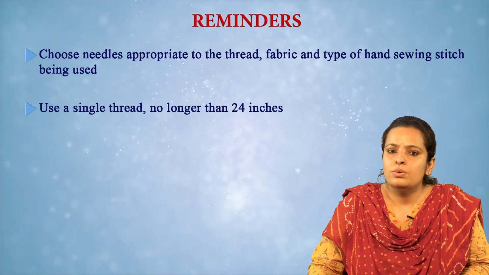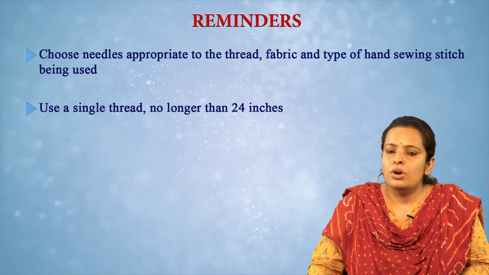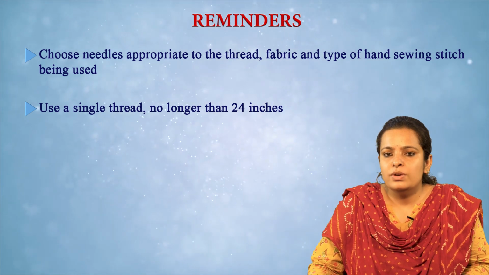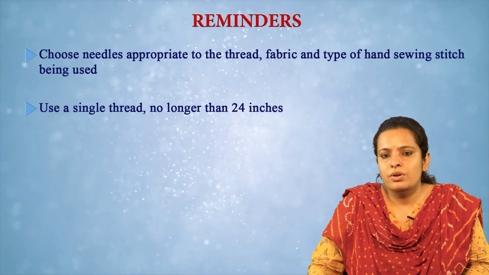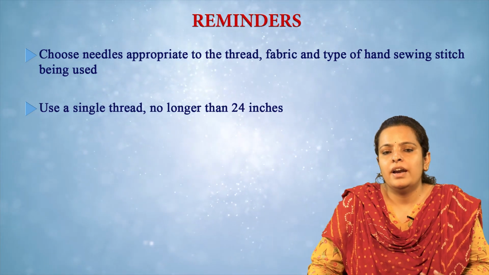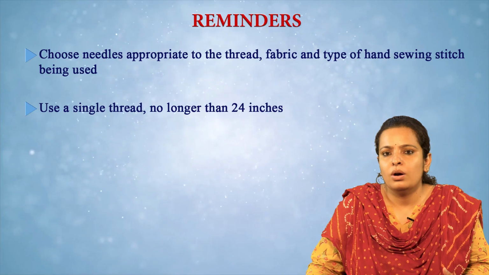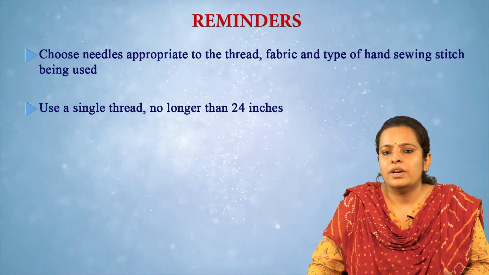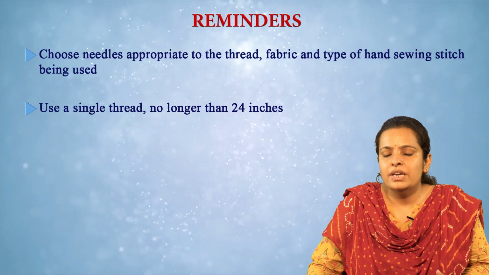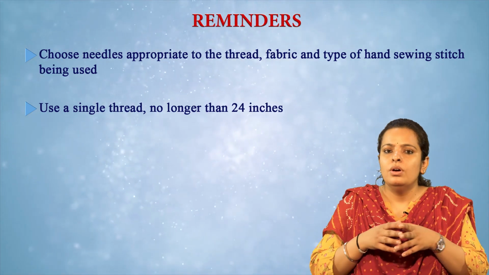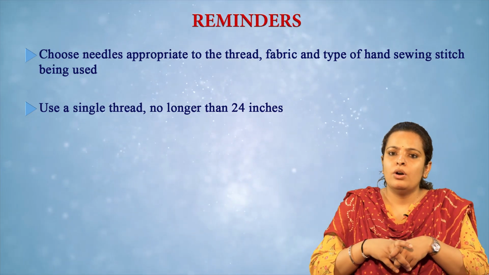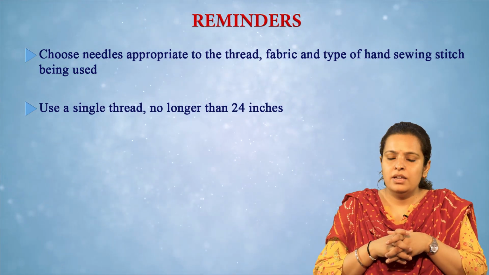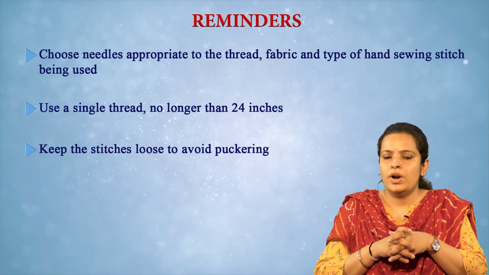Second, use a single thread no longer than 24 inches. Generally, if we are going to do running stitch, we insert a thread and we take it very long. A very long thread is not convenient for stitching. So it is recommended that you take not more than 24 inches of thread at a time. Then keep the stitches loose to avoid puckering.